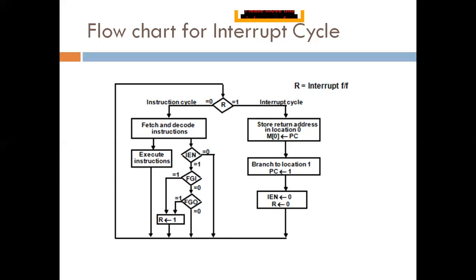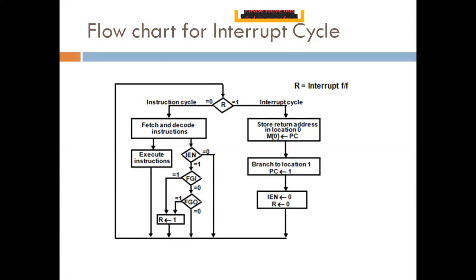And at the end of this cycle, once again it checks the value of R. If either of the flags is 1, then the value of R will be 1. So when R is 1 and it comes over here, if R is equal to 1, then it is going to execute the interrupt cycle. Okay?